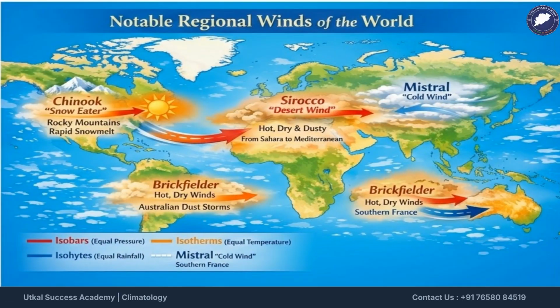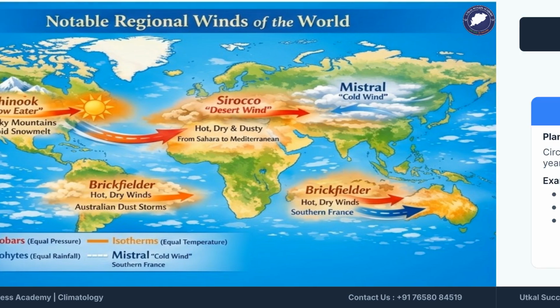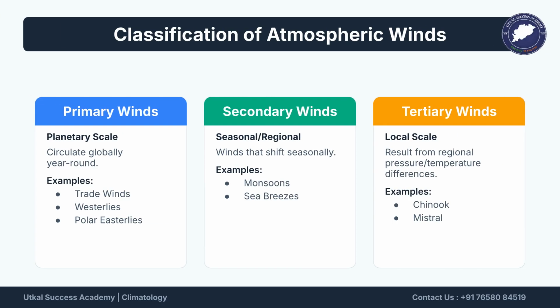The Mistral winds are cold, dry winds that blow from the north or northwest through southern France, driven by high pressure over the Atlantic and low pressure over the Mediterranean. Atmospheric winds are classified by scale and duration.